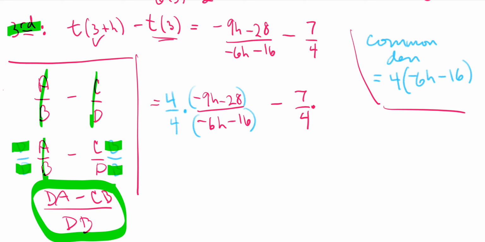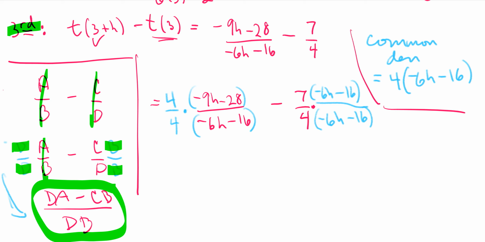The second fraction has a 4 in the denominator. It needs a negative 6h minus 16 in the denominator. And so we have to put it in the top. So that step is like the second step on the left-hand side. The next step is similar to the third step, the third line. Second step, I suppose, third line on the left-hand side.